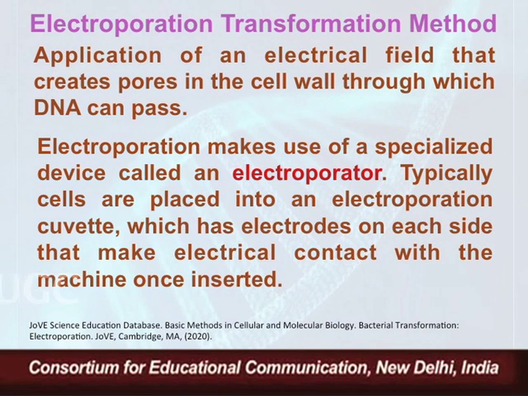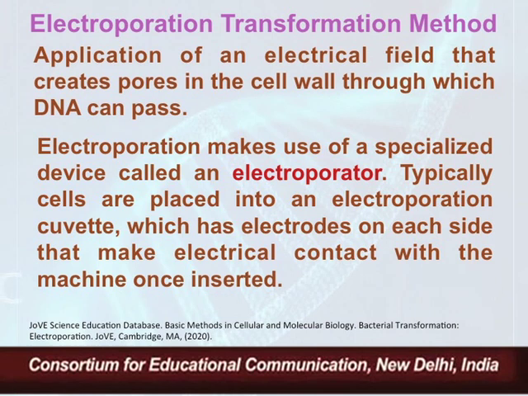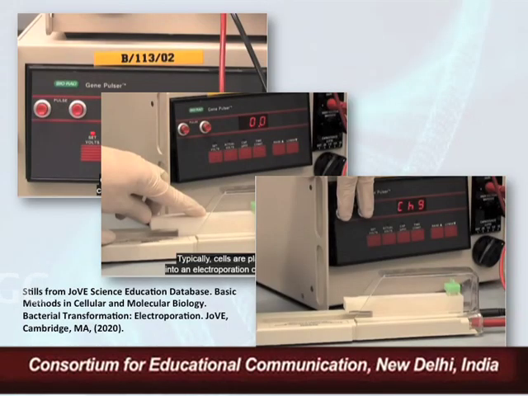The electroporation now makes use of a specialized device called an electroporator. Typically, the cells are placed into an electroporation cuvette which has electrodes on each side that make electrical contact with the machine once inserted. I'll show you a couple of pictures taken from the JoVE Science Education Database, Basic Methods in Cellular and Molecular Biology, Bacterial Transformation: Electroporation Method. These are stills from that video.